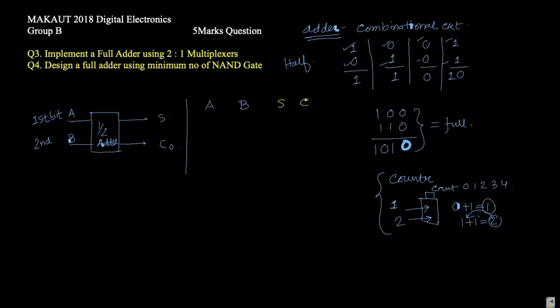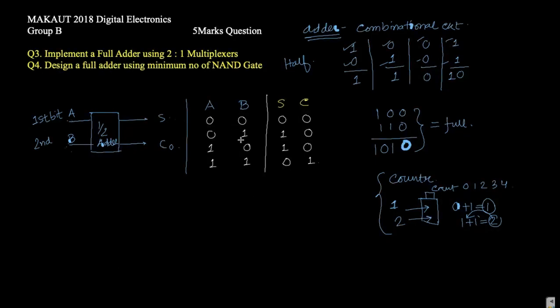So A becomes 0 0, B becomes 0 1, then 1 0, and 1 1. These four combinations we can give. Then for 0 and 0, the sum is 0 and the carry is 0. For 0 and 1, the sum is 1 and carry is again 0. For 1 and 0, the sum is 1 and carry is again 0. But for 1 and 1, the sum is 0 and carry is 1. This is your truth table for the half adder circuit.